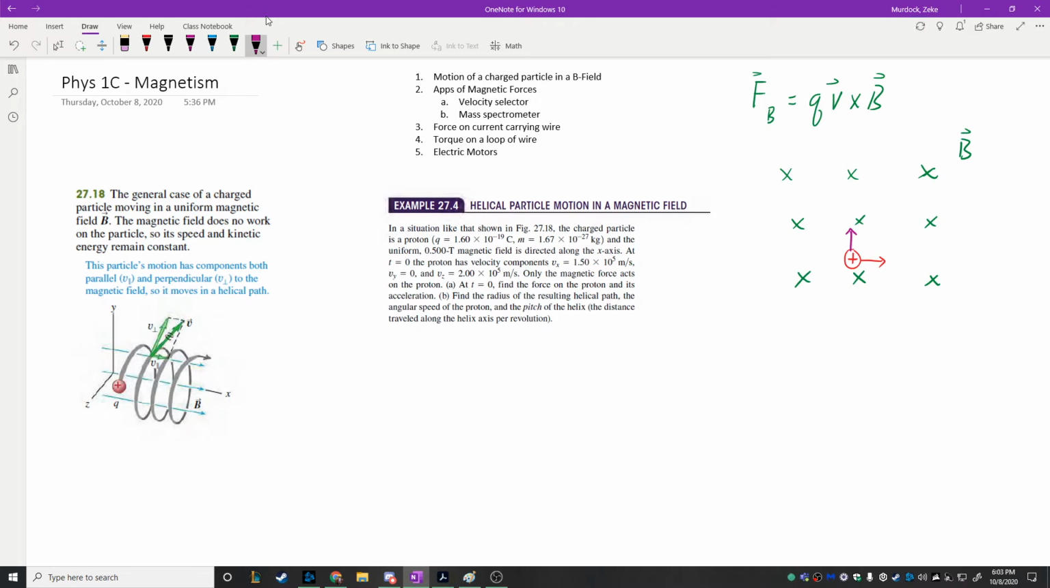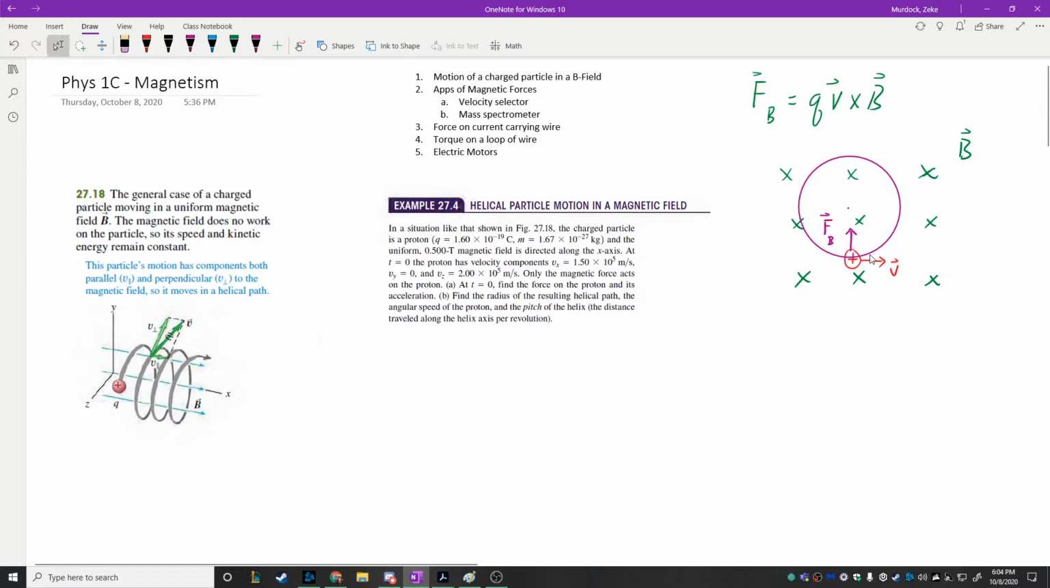You use the right-hand rule, where you point your fingers in the direction of the velocity vector, and then you rotate them with your palm downwards towards the magnetic field, and you get a force that acts kind of up like this. And the effect of that is that it's going to cause the particle to travel in a kind of circular path like this, because the velocity and the force are at right angles to each other.